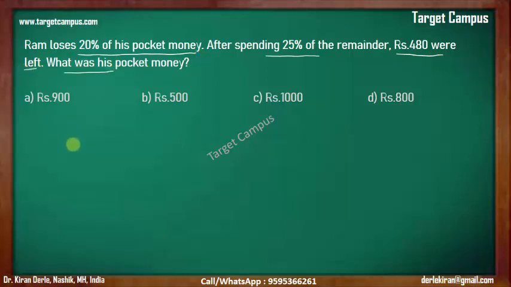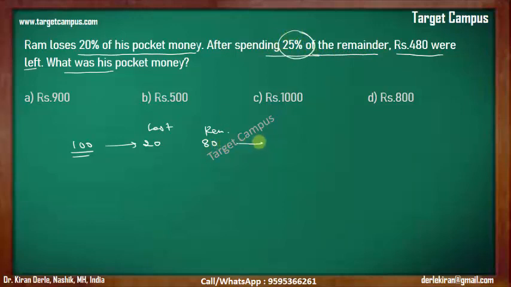So let's see. Let's say Ram has 100 rupees as his pocket money, right? And he loses 20%. That is, he loses 20 rupees. So 20 rupees are lost. What is remaining? Remaining is 80. This is the remainder, right? After spending 25% of the remainder, right? 25% of the remainder, that is 1/4.